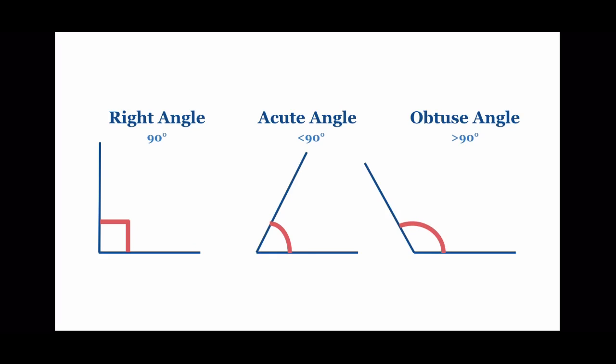Then we have our two opposites, which are the acute and the obtuse angles. Acute angles are always smaller than the right angle, and they're always going to be less than 90 degrees. Then we have obtuse angles, which are always going to be a bigger angle than the right angle, and they're always going to have a measure that's greater than 90 degrees.